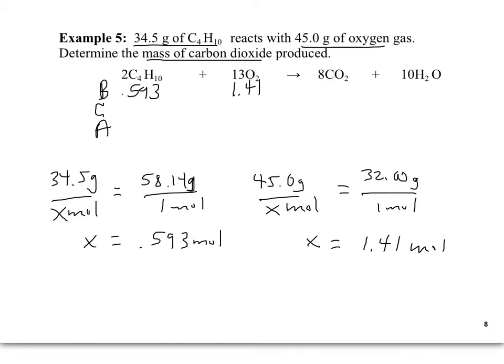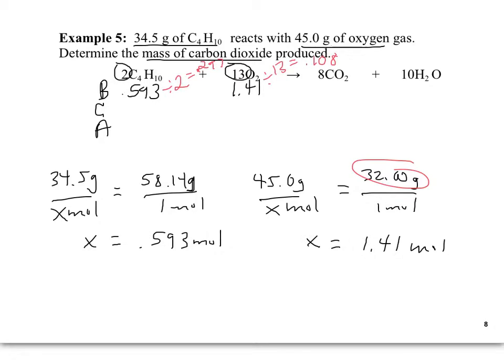You get 0.593 moles of the butane and 1.41 moles of the oxygen. Make sure for the molar mass of oxygen you used 32 grams per mole because that's O2. Now we have to find the limiting reactant, and we have the coefficients of 2 to 13, so they don't react in a 1-to-1 ratio. So we need to find our limiting reactant by taking the mole amount and dividing it by the coefficient.